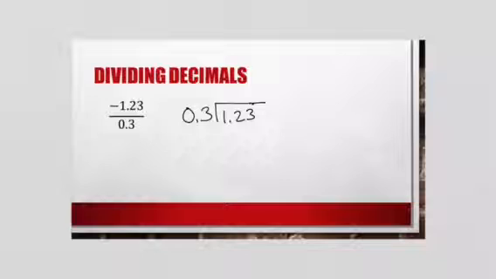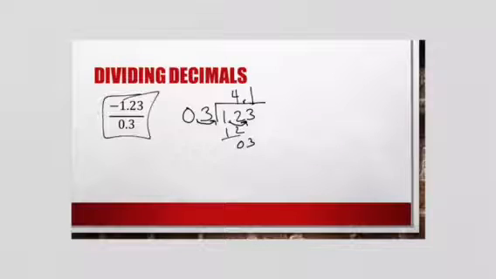So, first thing we need to do is to change this to an equivalent problem by multiplying both the outside and inside by 10. Some people say move the decimal over 1. So 3 into 12 would be 4 times, and then 3 into 3 is 1 time. So our answer is 4.1. But wait a minute, this was a negative divided by a positive, and that should be a negative 4.1.